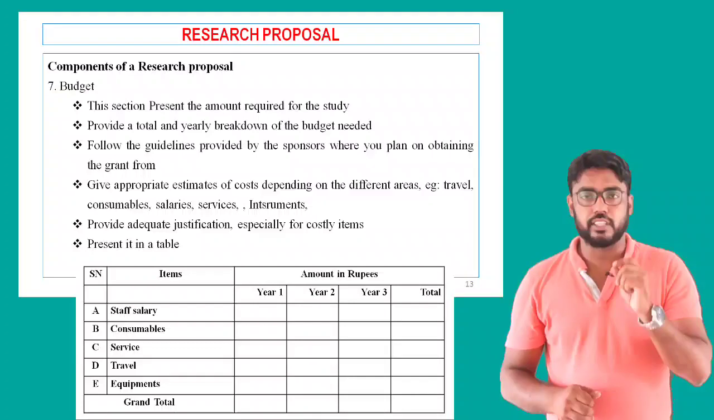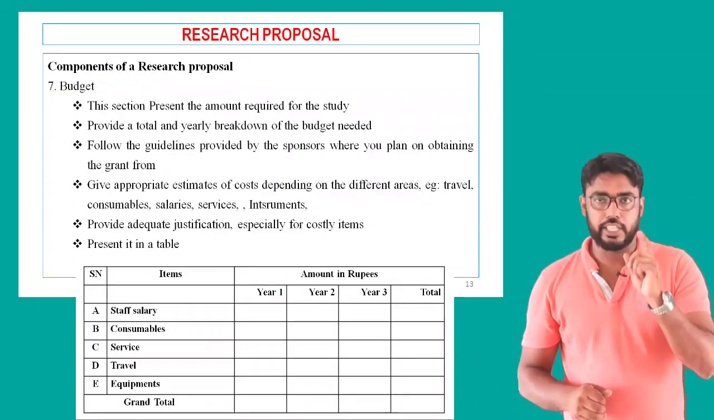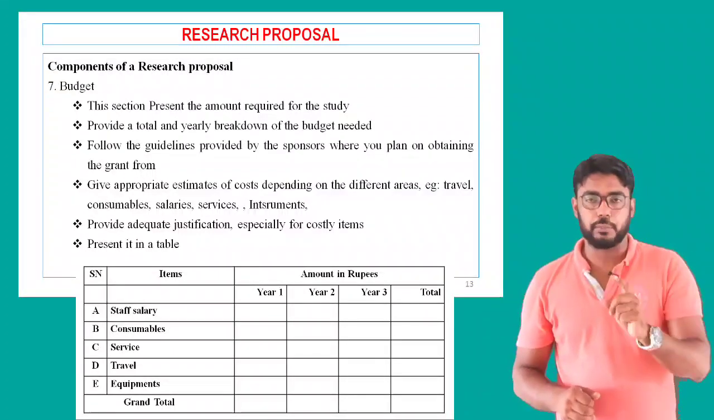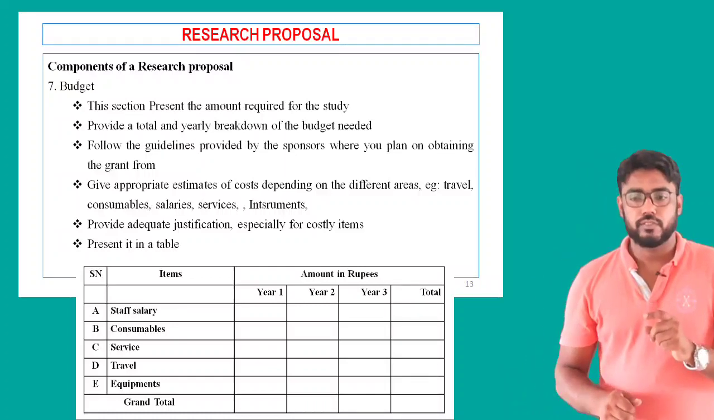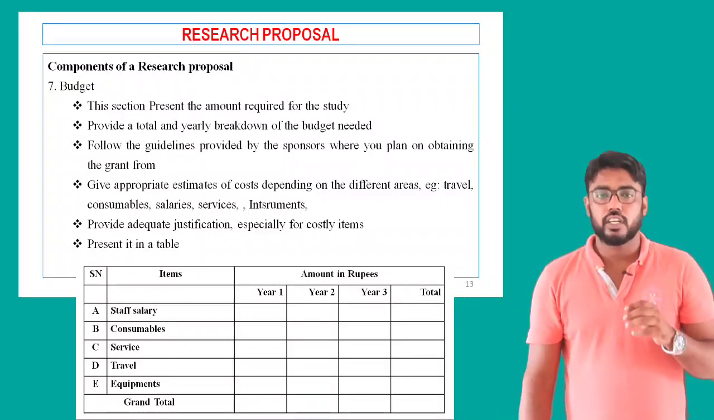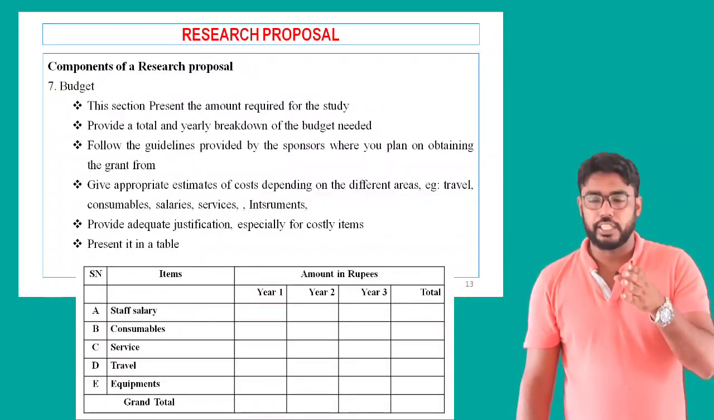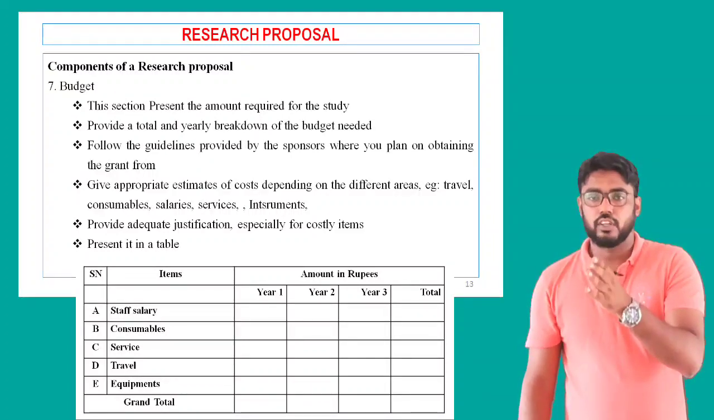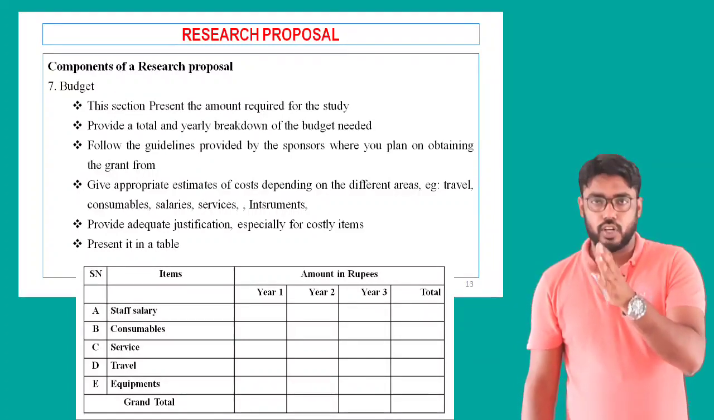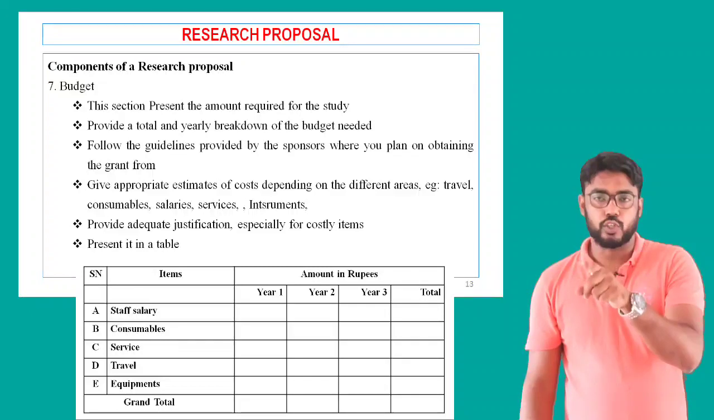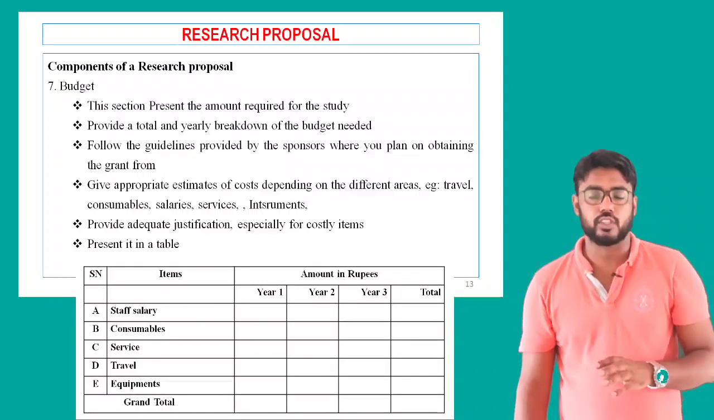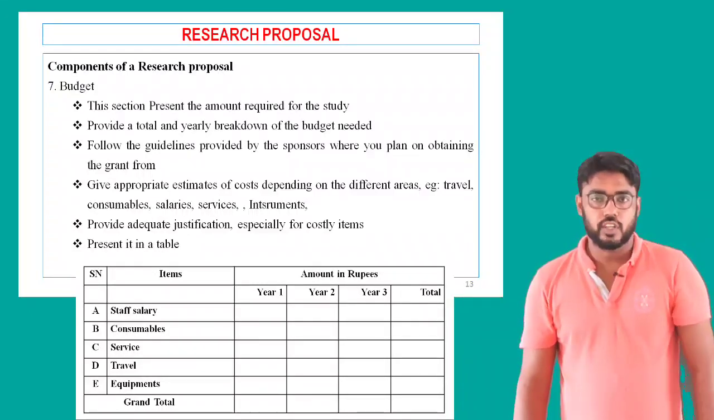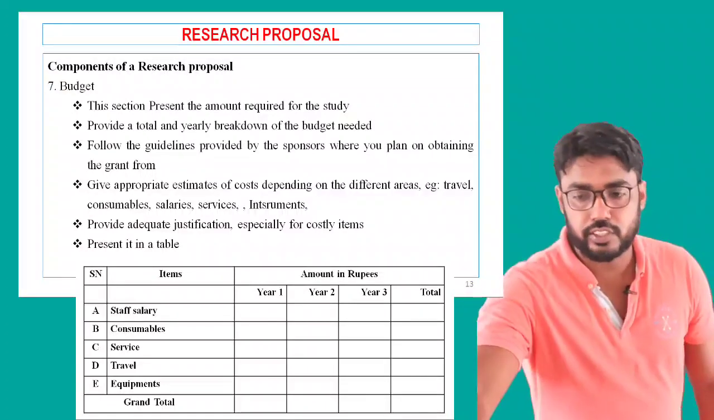and preferably you present the budget section in a table. You can see a table here. All the items are there, a year-wise statement is there, a column for the budget, a total column, and the grand total is also there. This is about the budget section.